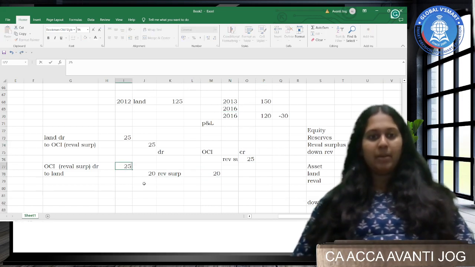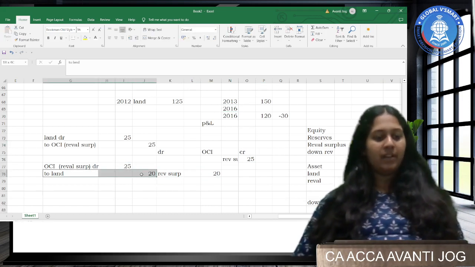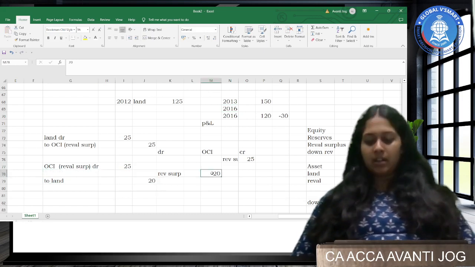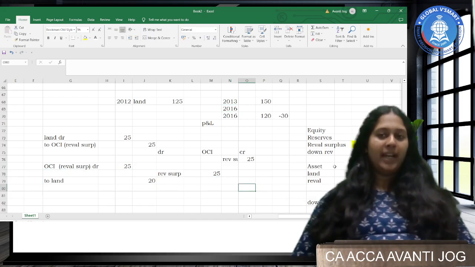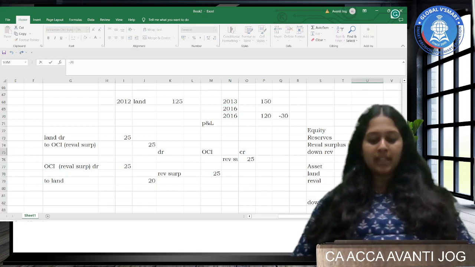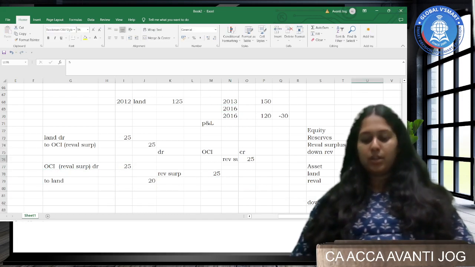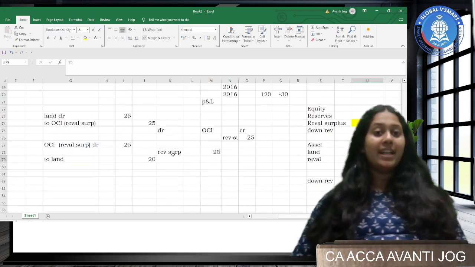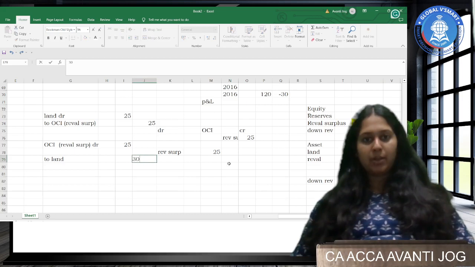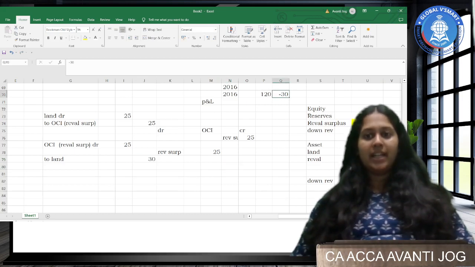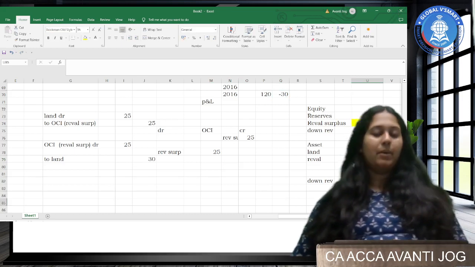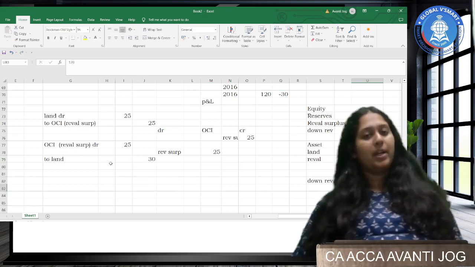So OCI will debit only 25 because my revaluation surplus has only 25. Correct? So OCI I will debit fully 25. Here I will take 25. So now nothing is left in my revaluation. Correct? Land obviously I will deduct with the full amount, because land should reduce by the full 30. Right? So I reduced land by the full 30, and I will bring the land's market value down to 120.